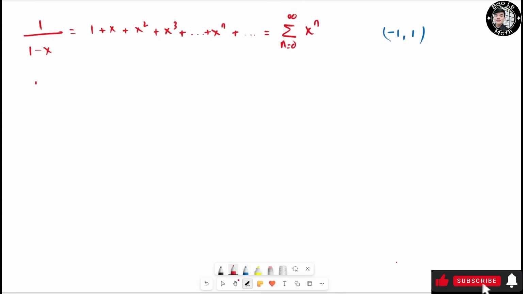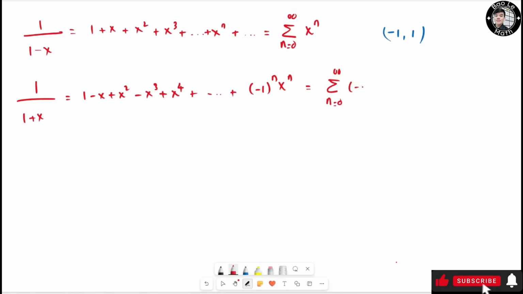Now, the second one is 1 over 1 plus s. It's going to be 1 minus s plus s squared minus s cubed plus s to the 4 plus etc. plus negative 1 raised to the n times s to the n, right? So if you put this in summation notation, it could be n starting from 0 to infinity of negative 1 raised to the n times s raised to the n. And the interval of convergence is negative 1 to 1, right?